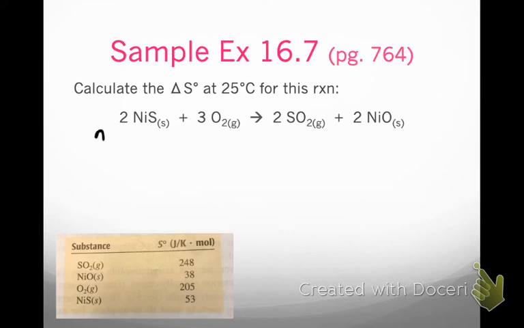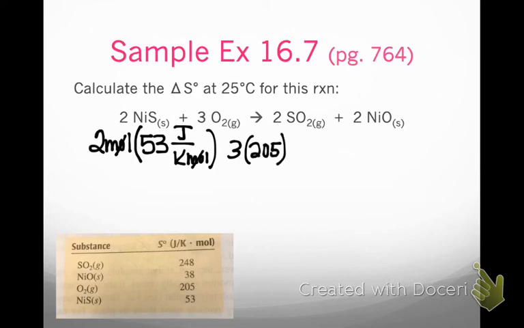Now, I'm going to show you the information that is going to be used. Now remember, the 2 means 2 moles. 3 means 3 moles. I'm not always going to write that, but I just want you to see it this time, that the entropy is 53 joules per K mole. And here's where the mole cancels, and I'm left with joules per K. So I also want you to take note that oxygen gas is not 0 like it is in enthalpy. It actually has a value. So I have 3 times 205 joules per K. And then sulfur dioxide, I have 2 at 248. And then I have nickel oxide, which is 2 times 38. Okay, so those are my values.